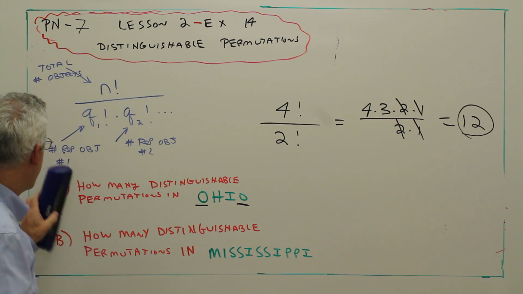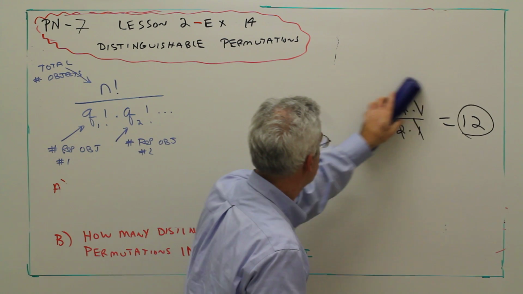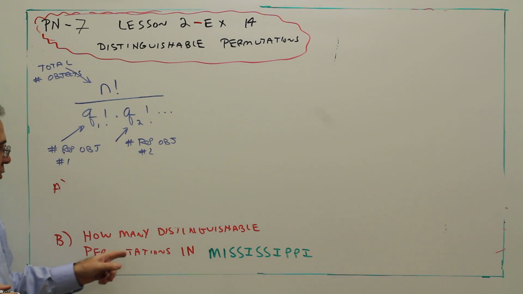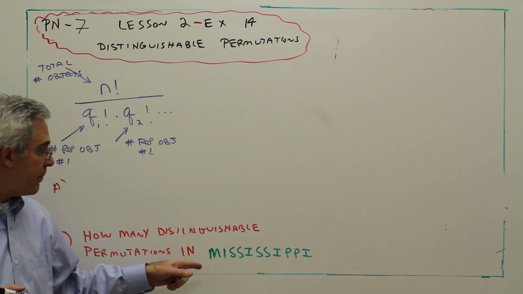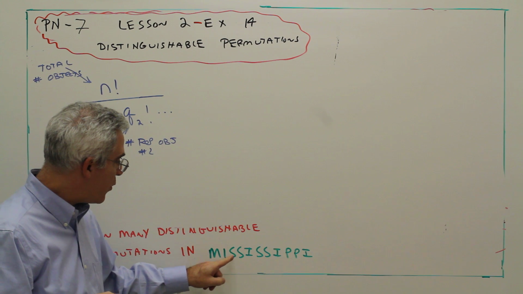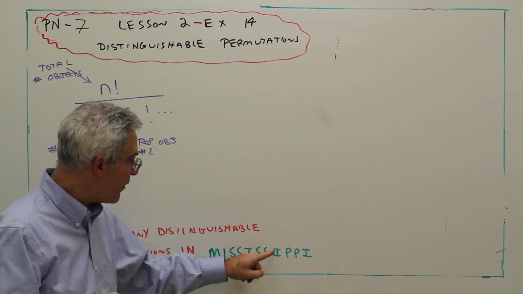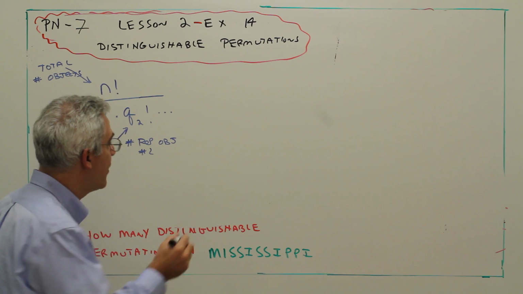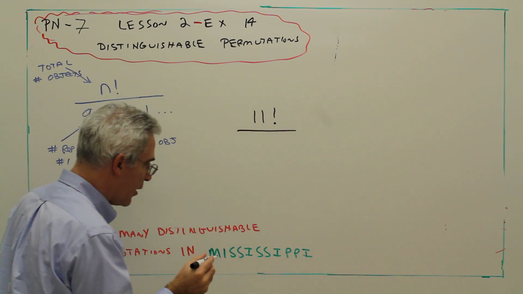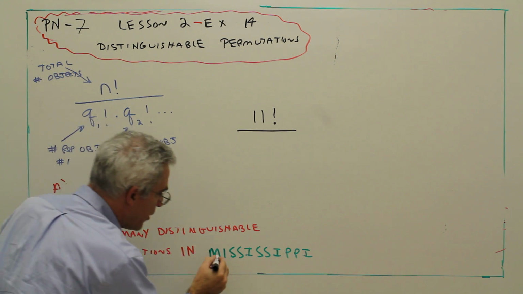Okay, let's do part B. How many distinguishable permutations are there in the word Mississippi? Okay, let's find out how many total objects. 1, 2, 3, 4, 5, 6, 7, 8, 9, 10, 11. So it will be 11 factorial. Let's see if I've got any repetition.